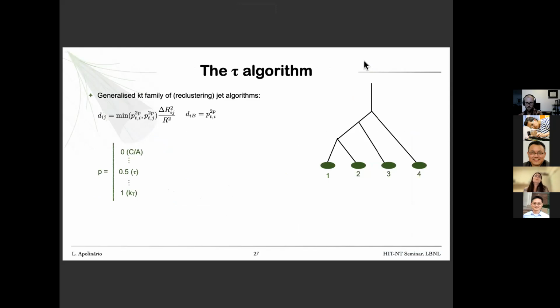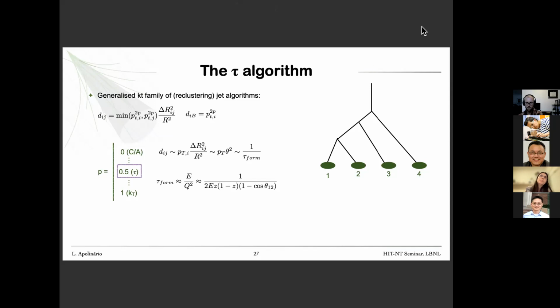So our question was, given this setup, we wondered whether Cambridge-Aachen would perhaps not be the best algorithm for studying, in this case, jet substructure in the presence of a medium, because my emissions will now not follow, strictly speaking, angular ordering. And that's why we tried a different algorithm, which in this case was set equal to p equals 0.5.